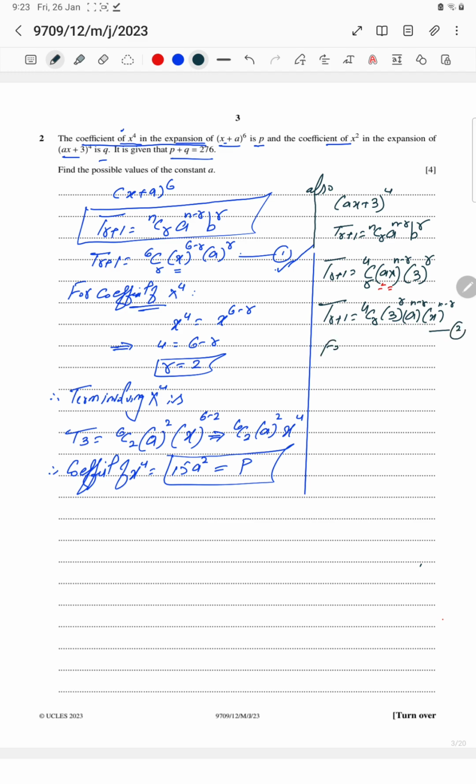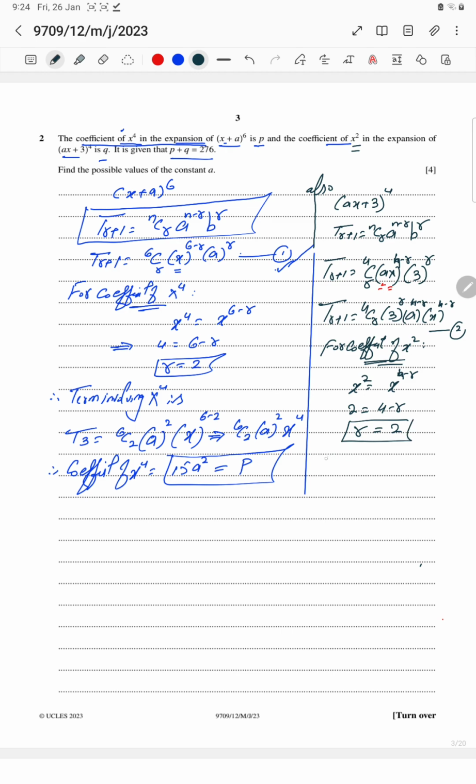Now for the coefficient of x square, we will see x square equal to the term involving x^(n-r), n is 4, so you can write 4 minus r here, so 2 equal to 4 minus r, r is equal to 2 here again.